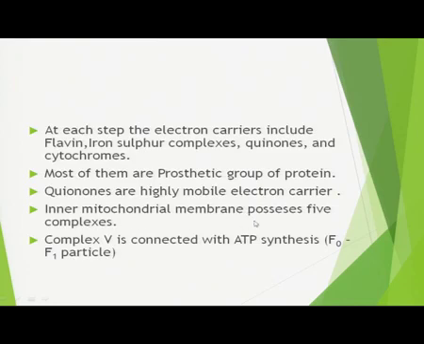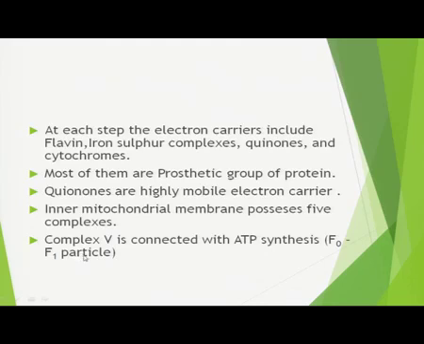The inner mitochondrial membrane possesses 5 complexes: complex 1, complex 2, complex 3, complex 4 and complex 5. Complex 5 is directly connected with ATP synthesis. The ATP synthesis takes place in the oxysome. This oxysome we have already dealt with in the last classes; it has 2 particles, that is F0 and F1 particles.